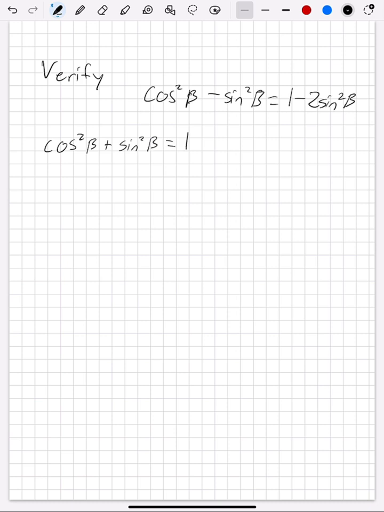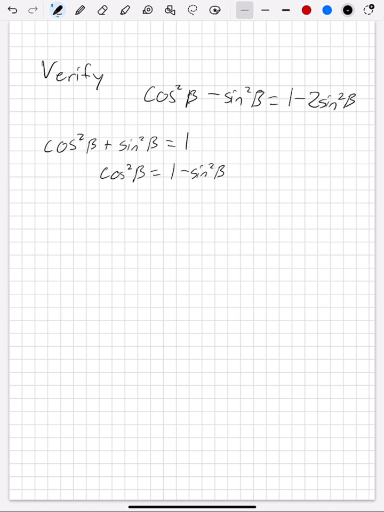is equal to 1. And since I'm trying to get it into a form of 1 minus something sine squared, I'm going to move my sine squared over. So now cosine squared beta is equal to 1 minus sine squared beta.